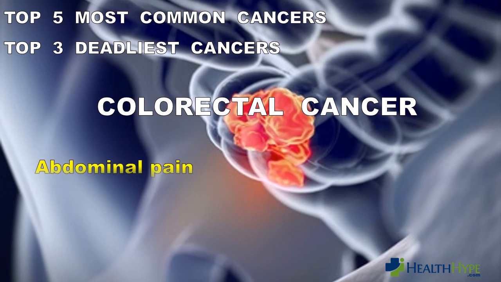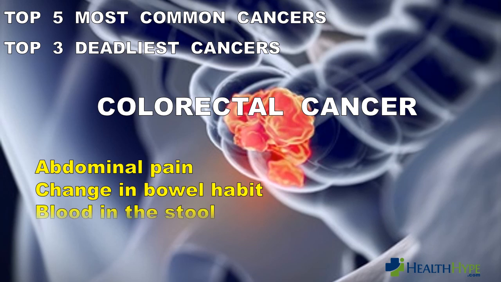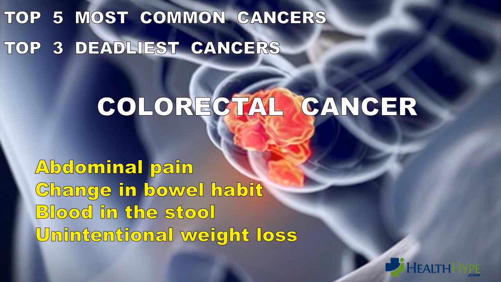Abdominal pain with changes in bowel habit like diarrhea or constipation, as well as blood in the stool and unintentional weight loss, may be signs of colorectal cancer. People with a family history of colorectal cancer need to be cautious and undergo regular screening. Early diagnosis and treatment can greatly improve the outcome.